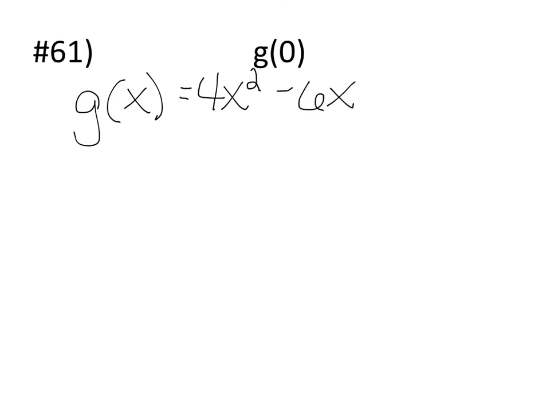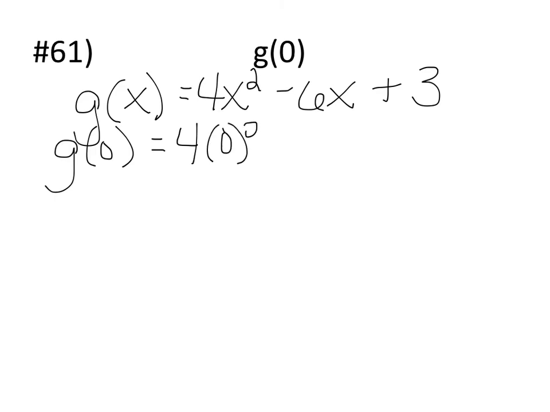And then g of 0. So again we're going to use the g of x formula, or g of x equation, which is 4x squared minus 6x plus 3. Some of you may be able to see immediately that the answer is 3, but we're still going to plug everything in. So everywhere there's an x, we're going to put a 0.